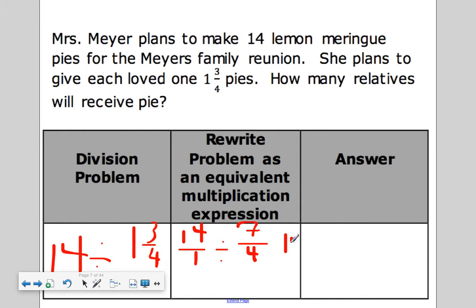So we have 14 times the reciprocal, multiplied by its reciprocal. What's the reciprocal of 7/4? 4/7. That's the times sign. So 14 times 4 is 56 over 7, which is just 8. So if she gave 1 3/4, eight times, it will equal 14.